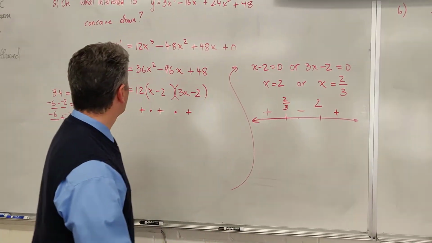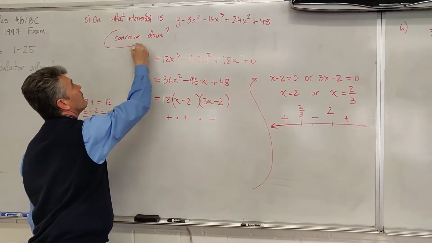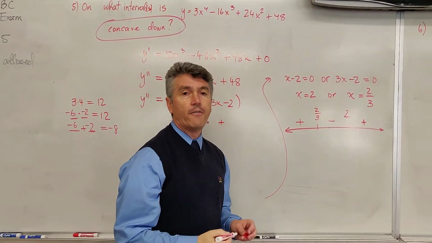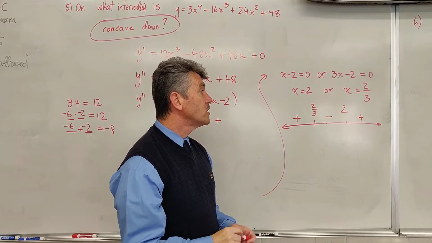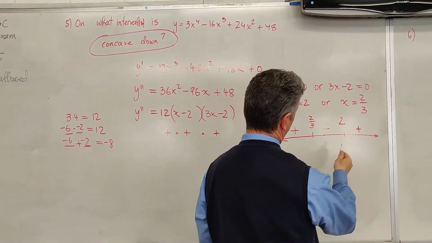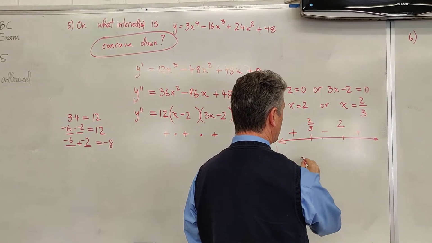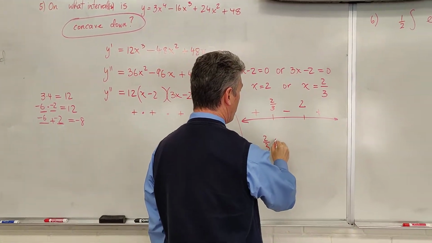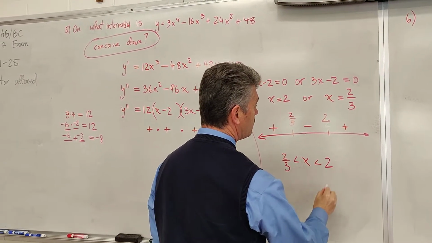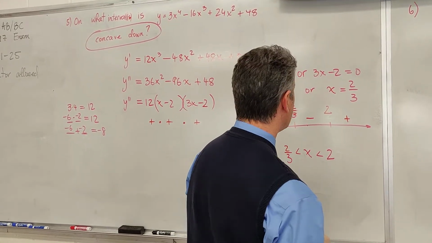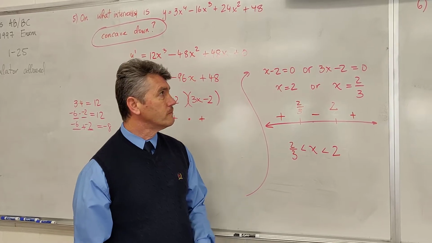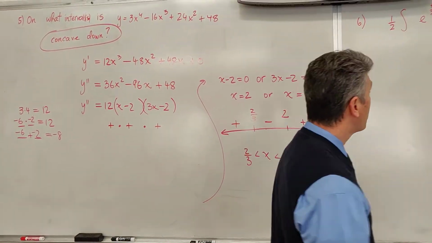Read the question one more time. Big clue, concave down. We said the graph of a function is concave down when the second derivative is negative. So our answer is 2/3 is less than x, which is less than 2. So the graph of y is concave down on the interval from 2/3 to 2. We move on to the next question.